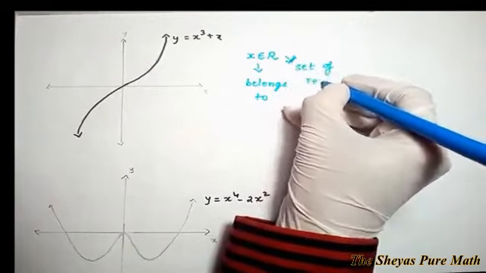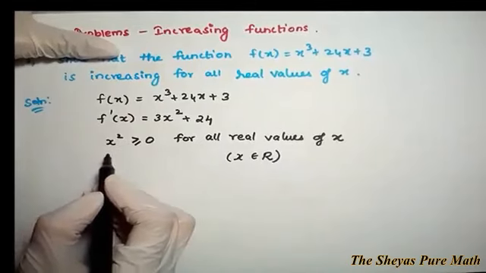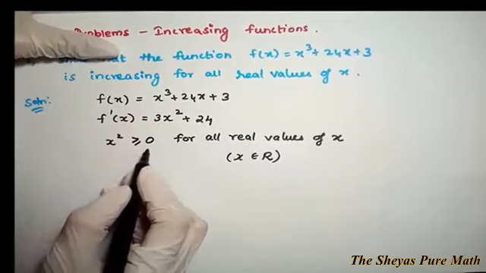For all x belongs to R. So in symbol notation we can write for all x belongs to R. So all real values of x can be written as x belongs to R. Which means that this x can take positive values, then also it will be greater than or equal to 0. It can take negative values, then also it will be greater than or equal to 0. And also x can take the value of 0.